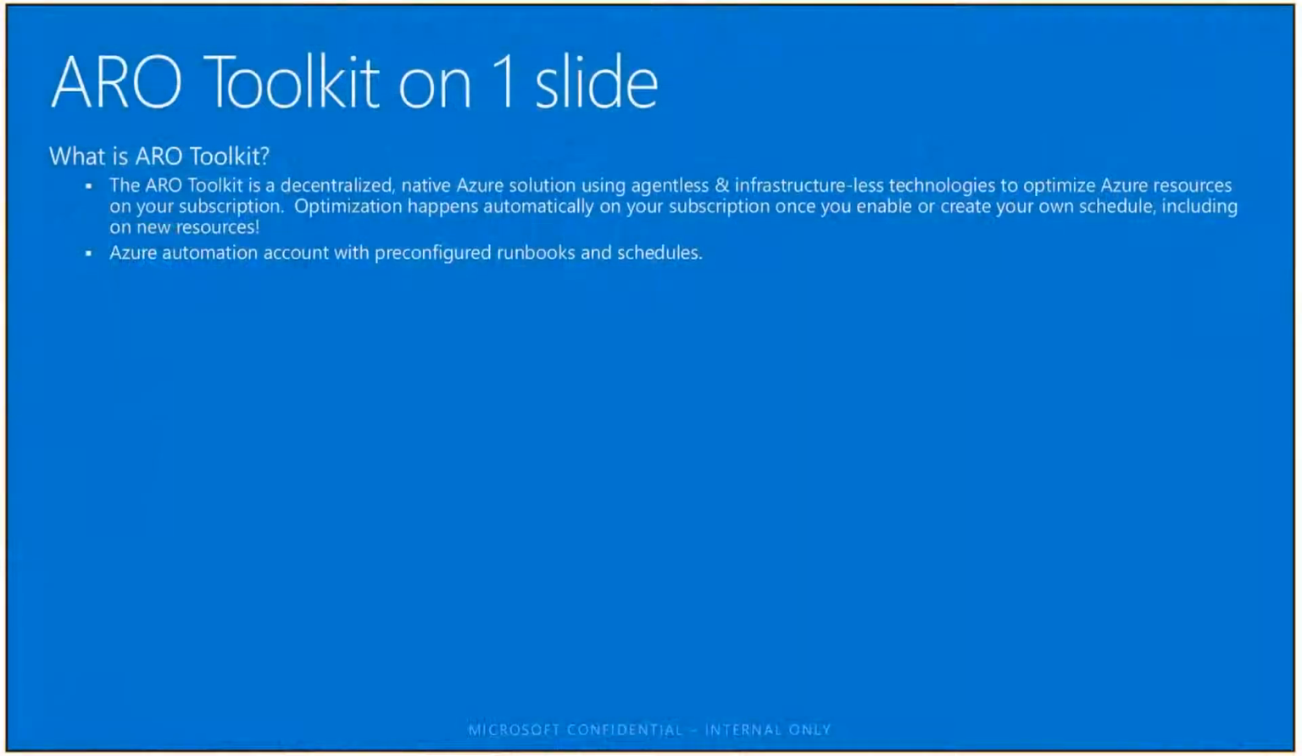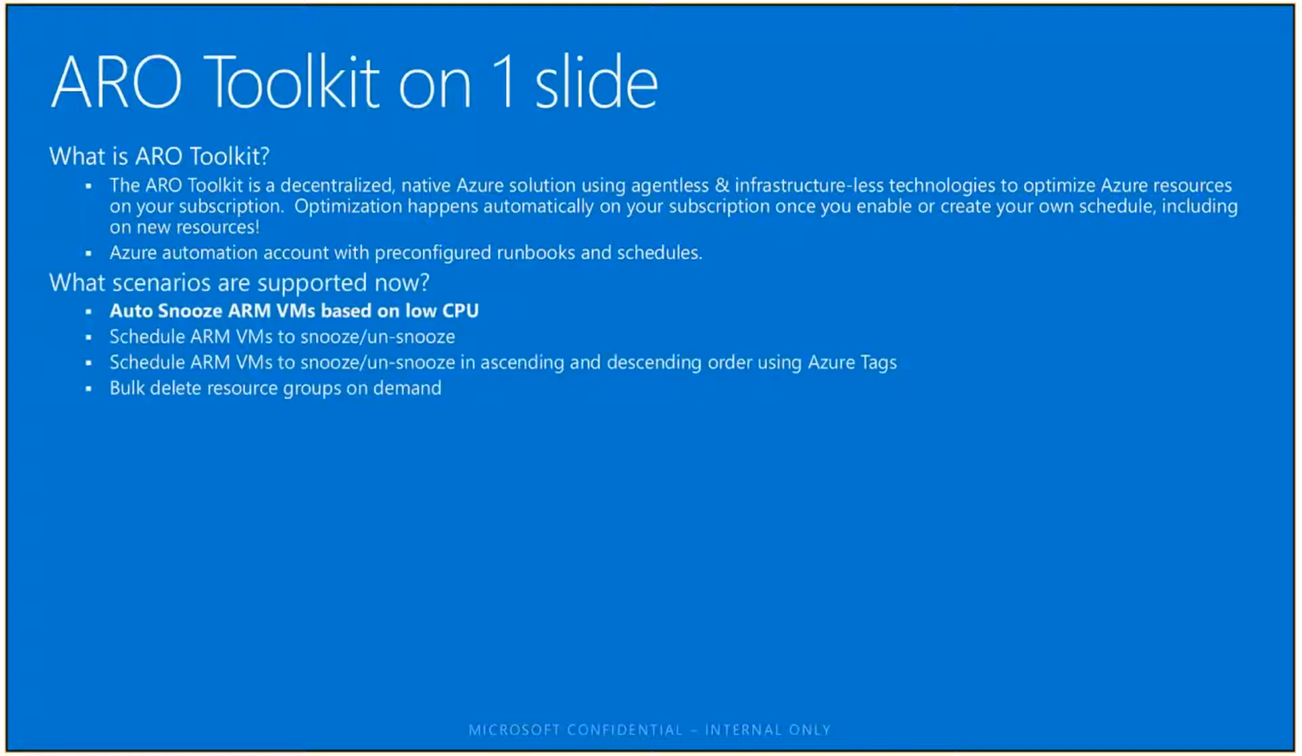One of the core design principles was native Azure, no custom glue. So ARO Toolkit in one slide. I think I mentioned the first points about it being a decentralized native solution. Automatically, optimization happens on your subscription. What it is under the covers is an Azure Automation account with pre-configured runbooks and schedules. For the initial release, which is out as of yesterday, there are 4 scenarios supported.